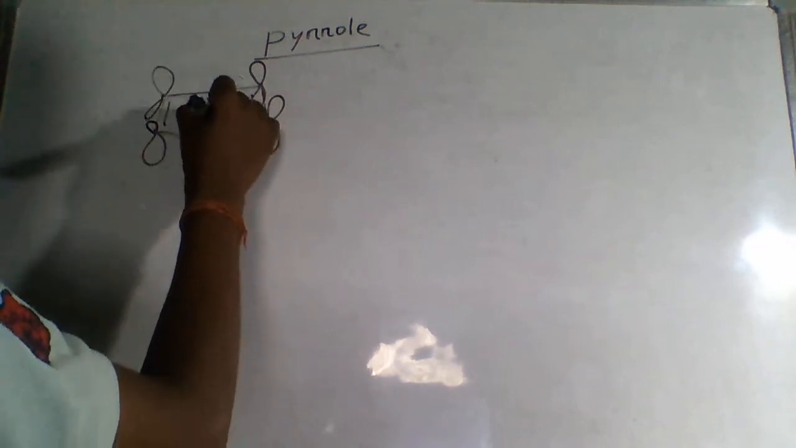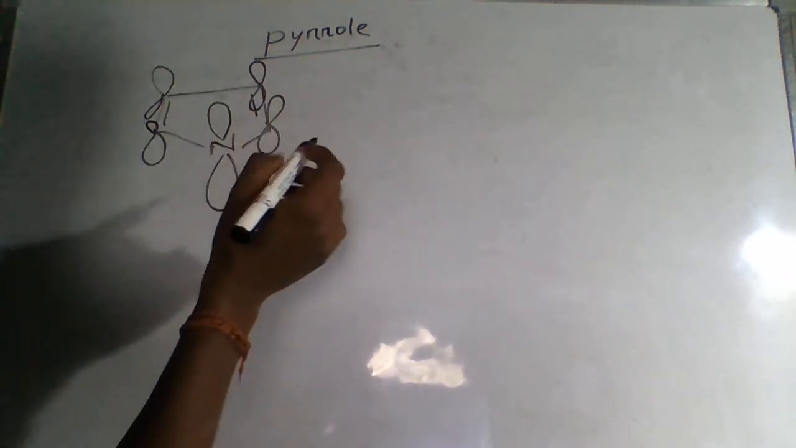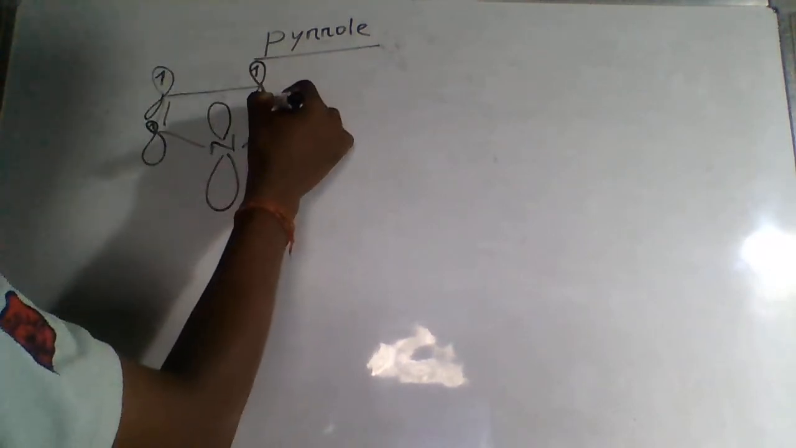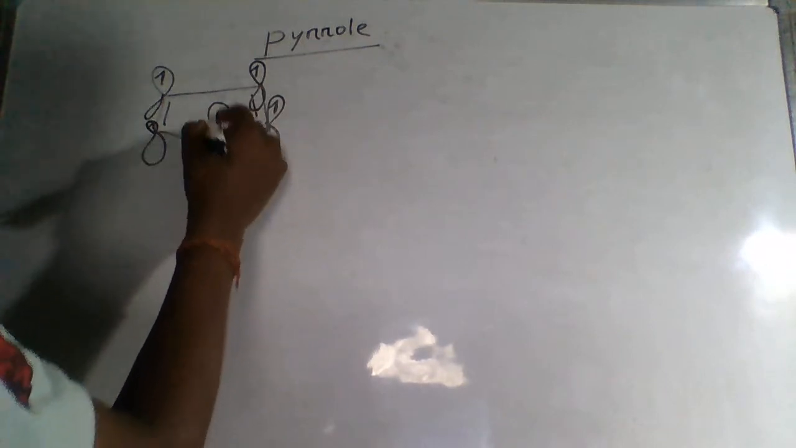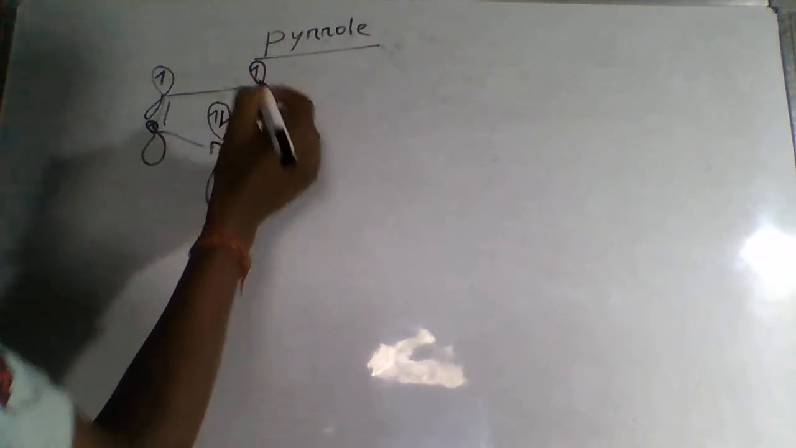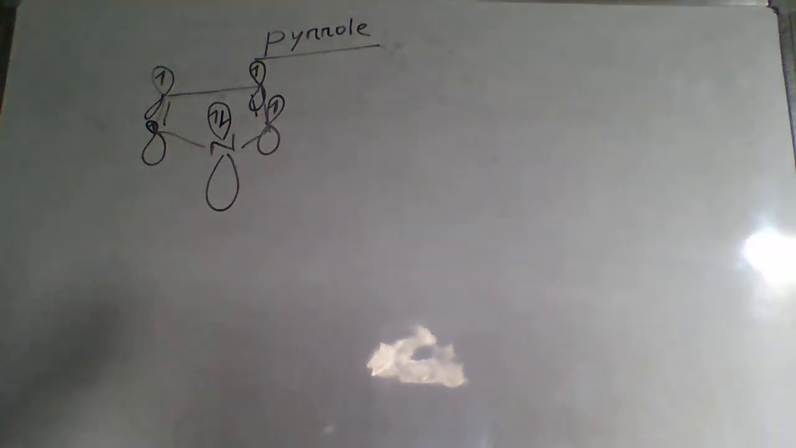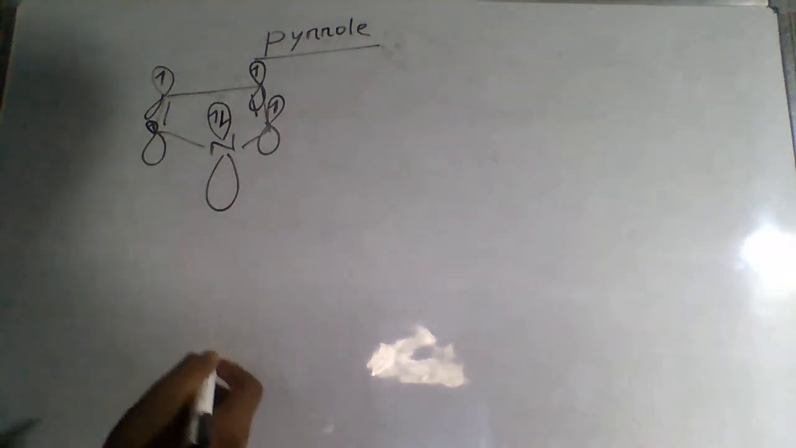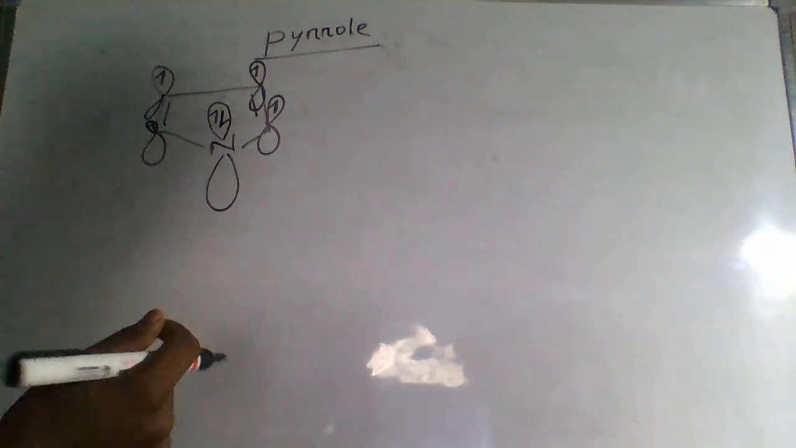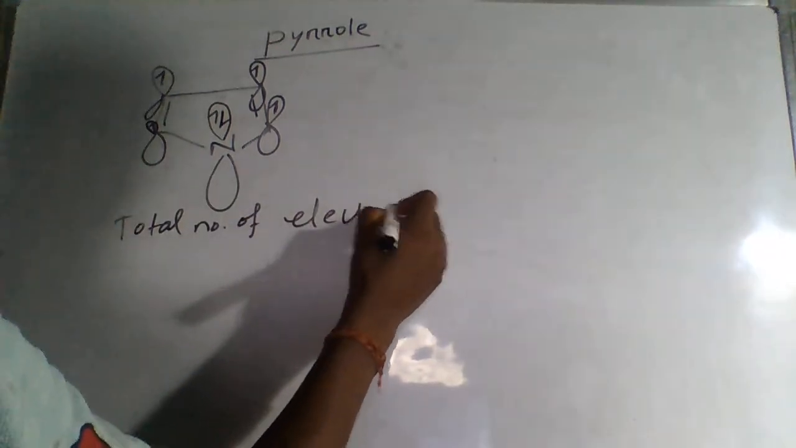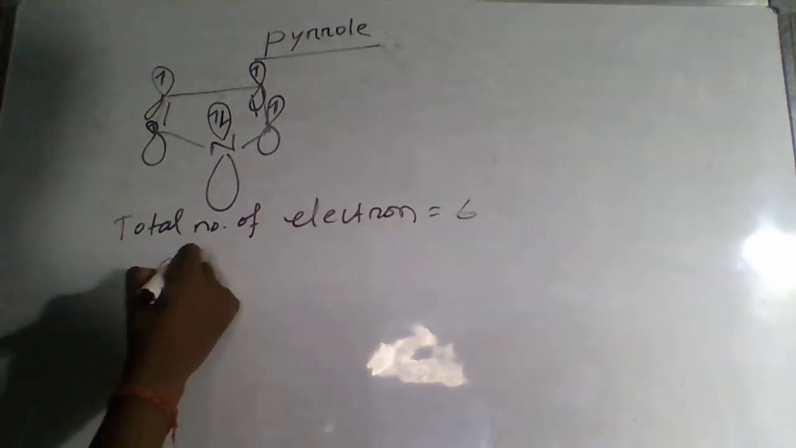And this is the molecular orbital structure. Here all the carbon p orbitals are contributing 1 electron each, and the nitrogen p orbital is contributing 2 electrons. Hence the total number of electrons is 6, and the 6 electrons constitute an aromatic sextet. Total number of electrons is equal to 6, hence aromatic.